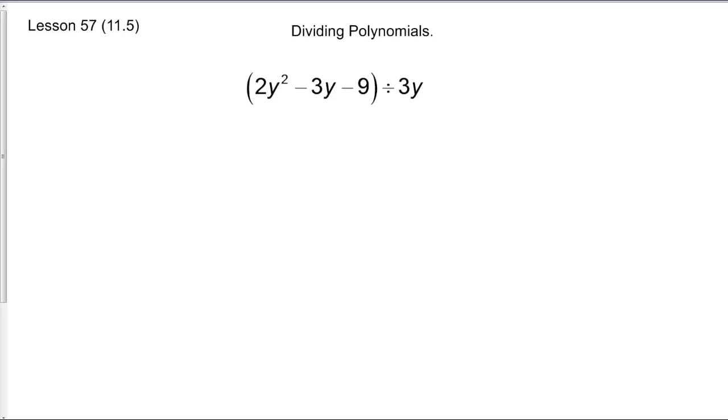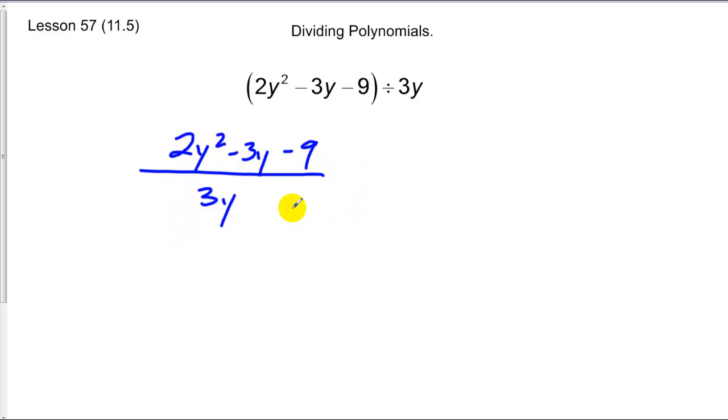So today we discuss dividing polynomials. In our first example, we have a trinomial divided by a monomial. So what I'm going to do is rewrite this as (2y squared minus 3y minus 9) over 3y. Now, this problem's in some sense already done because I've done the division. I have one fraction left.